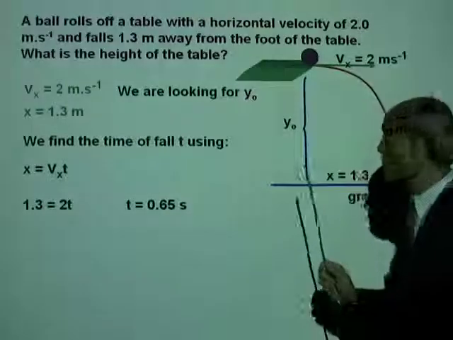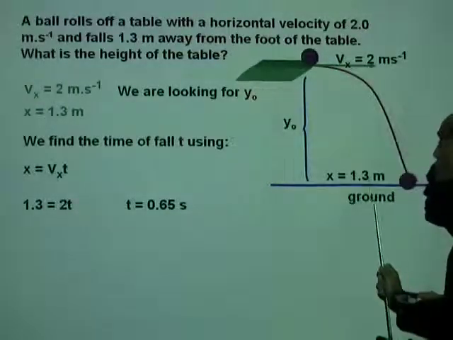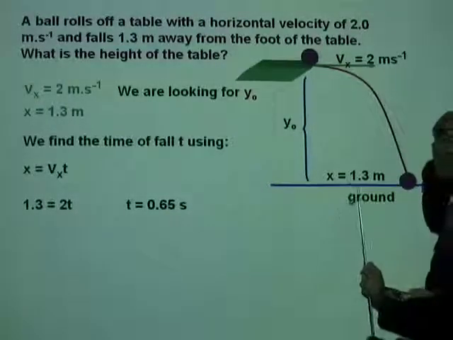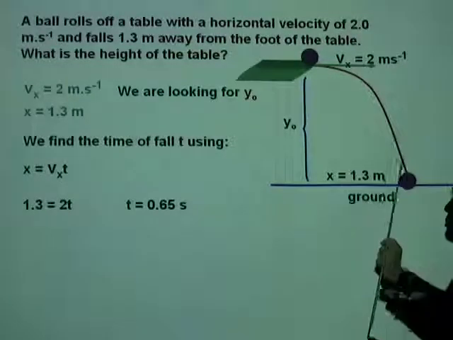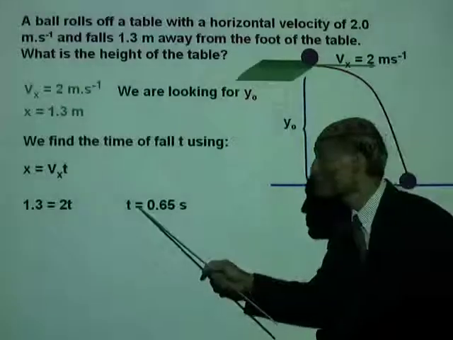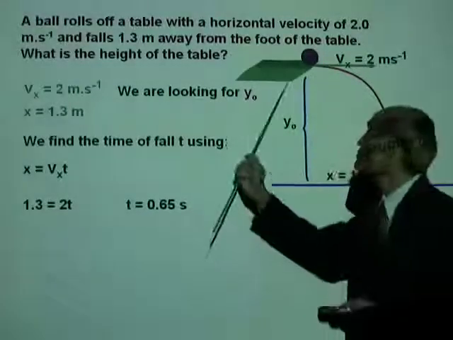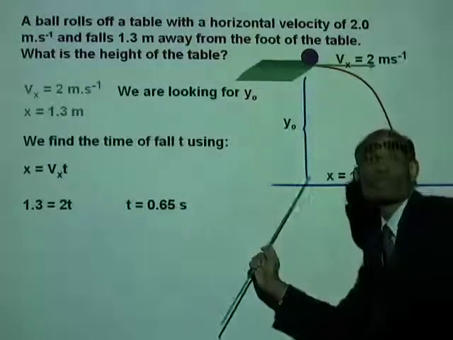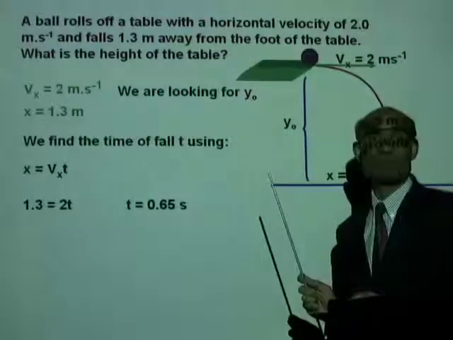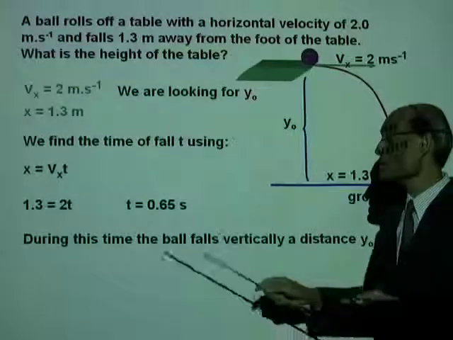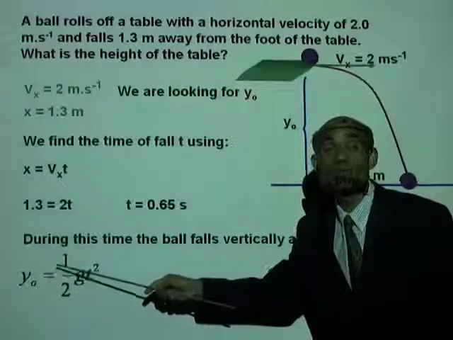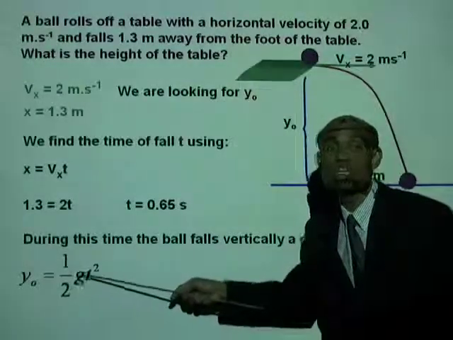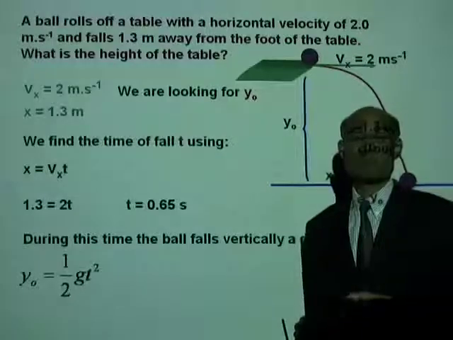You see, we use the horizontal distance traveled by the projected ball to calculate the time taken by it to fall to the ground. And during this time, it traveled a vertical distance y0. So what is the equation for y0? y0 equal to 1/2 gt squared.